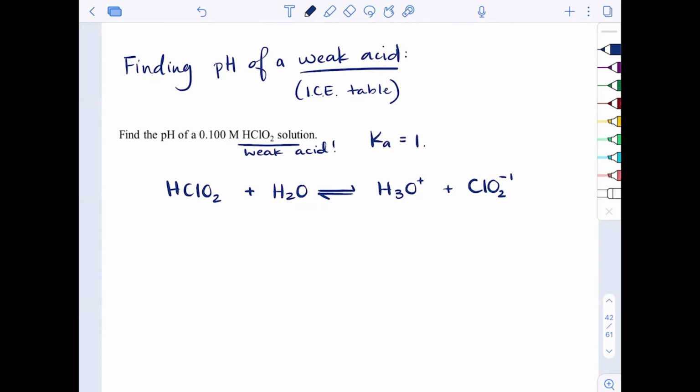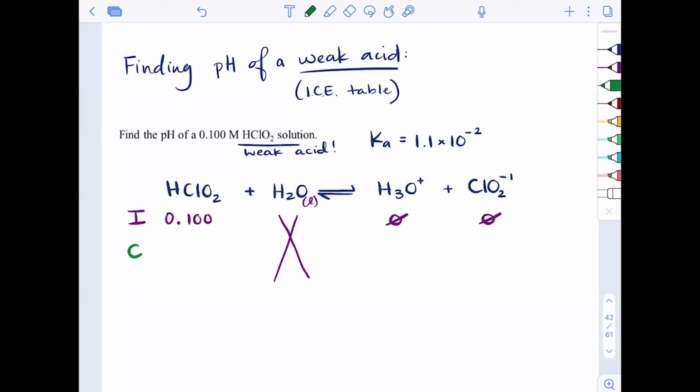The Ka for HClO2 is 1.1 times 10 to the negative 2. All right, so let's start by preparing our ice table. We'll start with the initial concentration. We can just remove water from this whole thing because water, remember, is a pure liquid, so it's not going to be in the Ka expression, and we don't have any products to start off with.